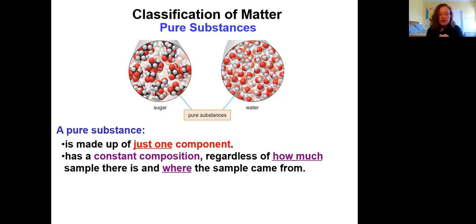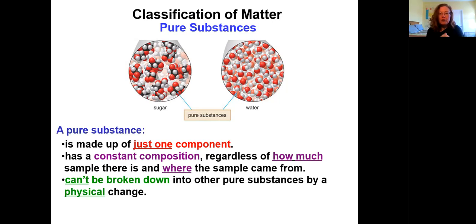And a pure substance has a constant composition, regardless of how much sample there is and where the sample came from. Sugar is sugar, whether I get it in a little packet at the restaurant, remember going in and eating at restaurants? Yes. The restaurant table will have a pack of sugar. The composition of that sugar is exactly the same as the big bags that we get from stores and so forth. And it doesn't matter where it came from. It can come from Hawaii or from somewhere else that sugar is grown.